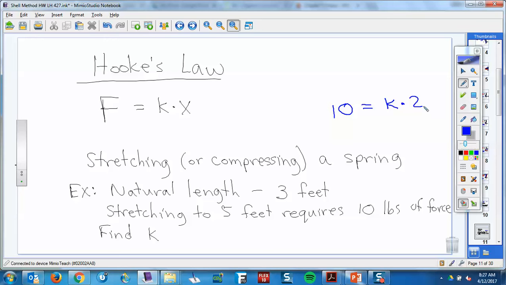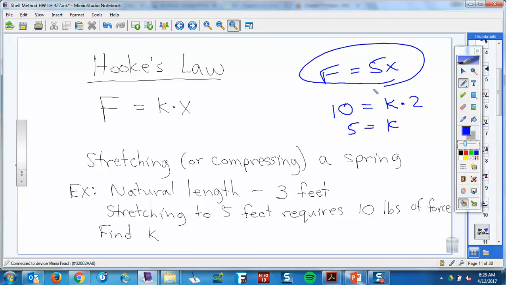The spring has a natural length, and then where do we move it to? So you have to read the question carefully. It's either going to say you stretch it to 5 feet or you stretch it 5 feet. See how those are different? If you stretch it 5 feet, it means you went from 3 to 8, then you would put a 5 in for the X. But if you stretch it to 5 feet, it means it was 3, now it's 5, you stretched it 2. That's the number we want. So for that spring, K would be 5, and its force equation would be F equals 5X.